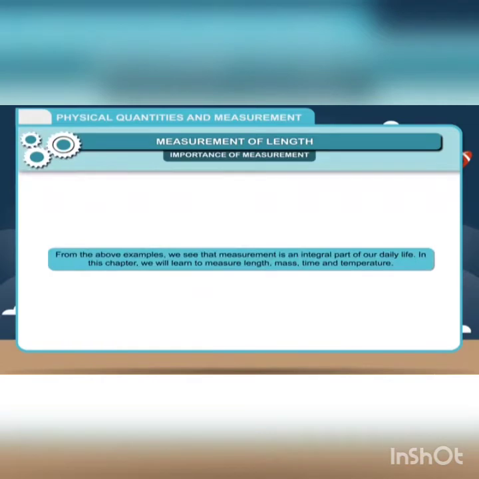From the above examples, we see that measurement is an integral part of our daily life. In this chapter, we will learn to measure length, mass, time, and temperature.